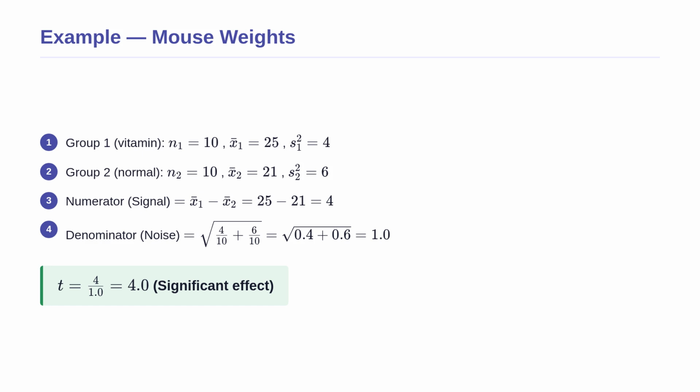First, we calculate our signal by subtracting the means. 25 minus 21 gives us a raw difference of 4 grams. Next, we calculate the noise by dividing each variance by its sample size, adding them, and taking the square root, which simplifies beautifully to 1.0. Finally, dividing our signal of 4 by our noise of 1 gives a t-statistic of 4.0. Because this value is quite large, we can confidently conclude the vitamin genuinely increases mouse weight.